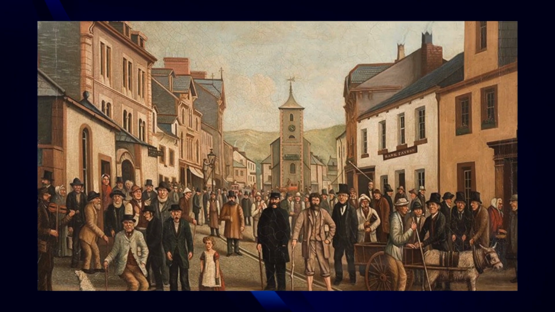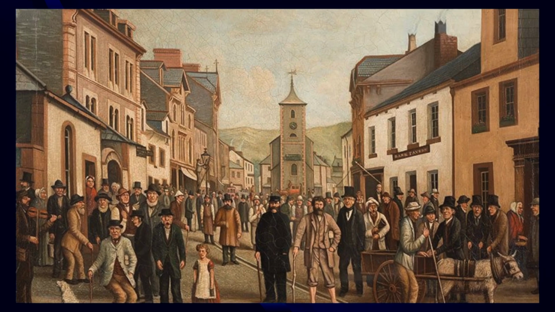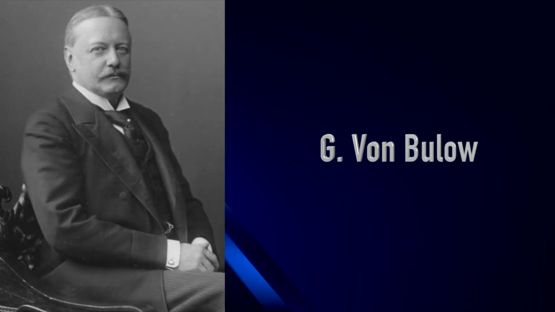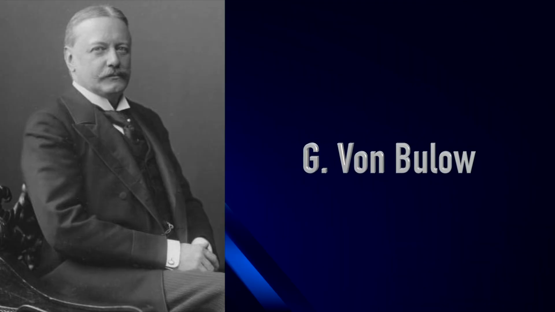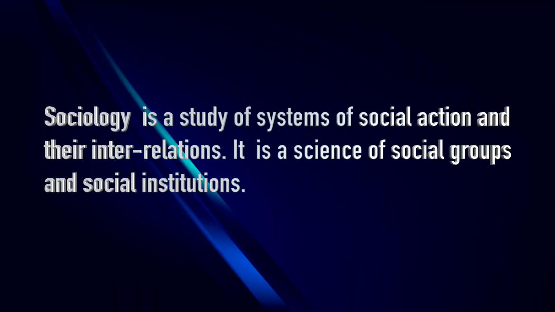Social history, accordingly, shows that sociology has social relationships with history because present society bears symbols of the past. Now, the relationship between the two is so close and intimate that some scholars have refused to acknowledge sociology as a science distinct from history. Sociology is the study of systems of social action and their interrelations. It is a science of social groups and social institutions.